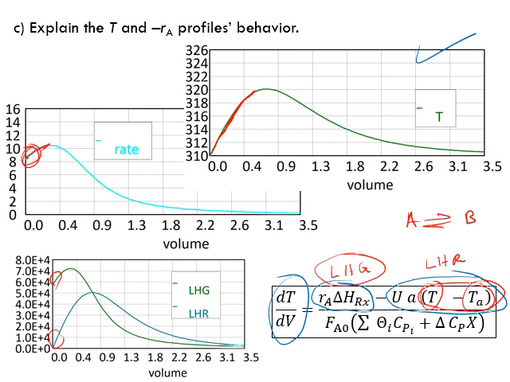Which will lead to an increase in the rate of reaction. As you can see, the rate of reaction here is increasing. However, after a certain distance, the concentration of A drops, which leads to a drop in the rate of reaction despite the continuous increase in temperature. So obviously here, the effect of the decrease in Ca and increase in Cb on the rate of reaction is more than the effect of the increase in temperature. So the rate of reaction is decreasing.